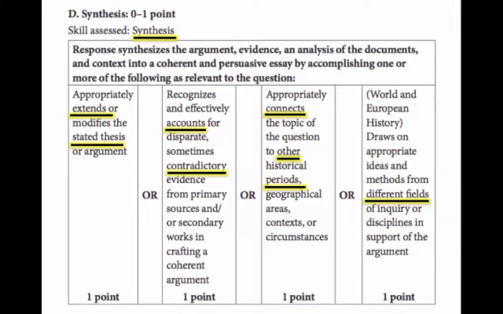You can connect it to a different time period. In the third column here, you can connect your argument to a different time period in American history, a different context or circumstance, get a point there. Or you could bring in different fields, different subjects. And as long as it's relevant and advances your argument and shows that you are really putting everything together, you get that synthesis point. So if you do everything right, ladies and gentlemen, you got 7.